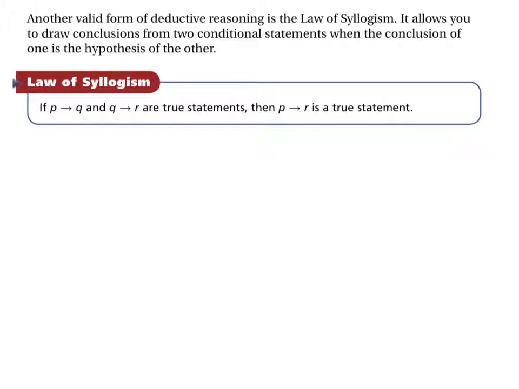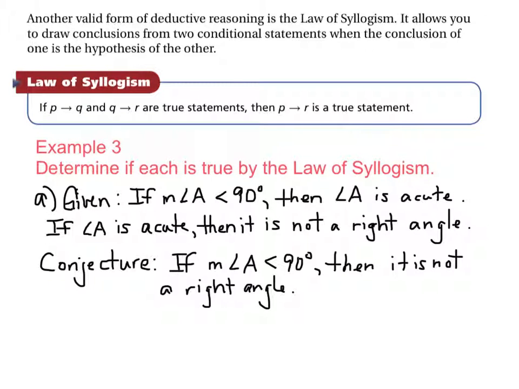So let's put that together. Example number 3. Determine if each is true by the law of syllogism. So in A, we are given a given. It says if the measure of angle A is less than 90 degrees, then the angle A is acute. If angle A is acute, then it is not a right angle. So our conjecture would say if the measure of angle A is less than 90 degrees, then it is not a right angle.